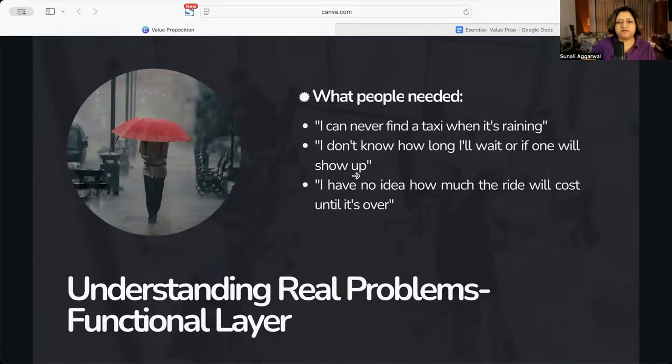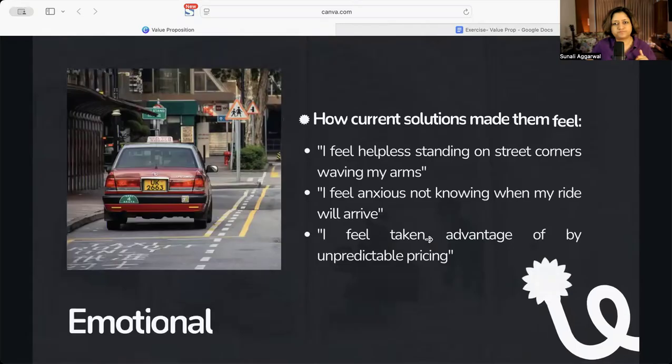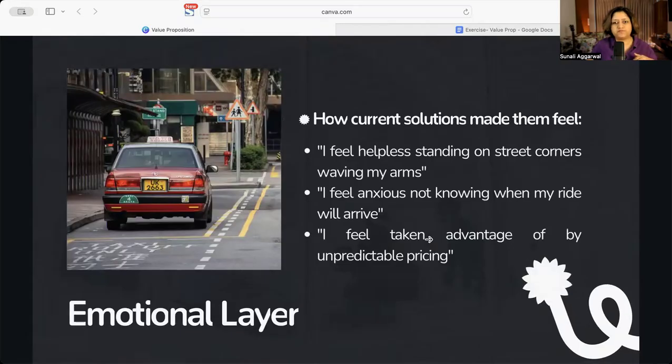What people needed: I can never find a taxi when it's raining. I don't know how long I'll have to wait for it to come, and I don't know how much it's going to cost. How current solutions made them feel. We spoke about delving deep into the emotional layer of the customer through customer interviews, not just saying, what do you want, but trying to understand their story. So their story was, I feel helpless standing on the street corners, waving my arms, right?